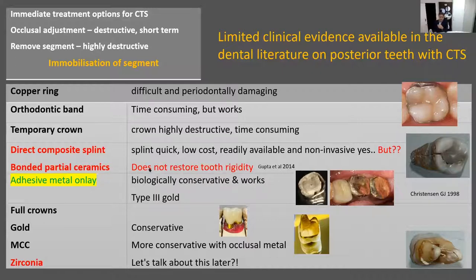So for instance, it's good. I don't mind having a nice onlay type to actually bond. But the trouble is, they don't provide the tooth rigidity we want to restore and regain as well as such as metal adhesive onlays, full wall crowns or metal ceramic crowns, okay?